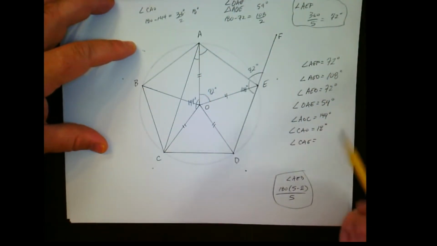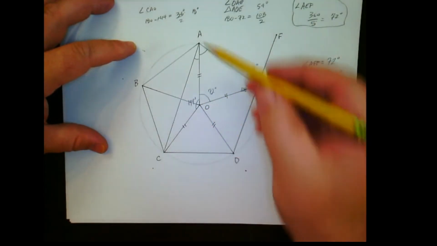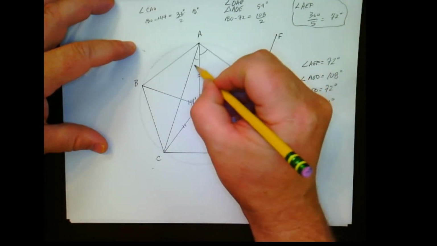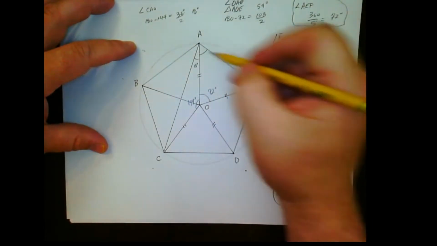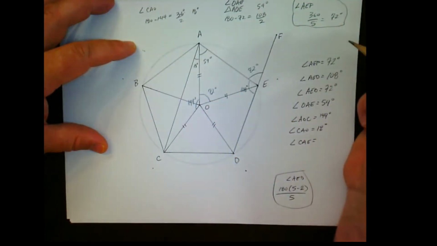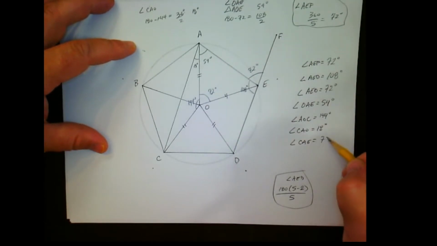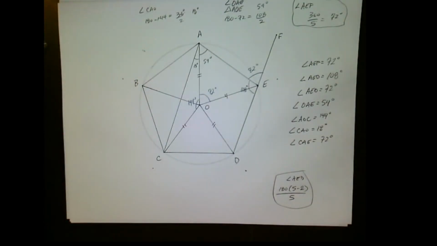All right, now CAE. That's this one. So this was 18, remember? And this one, OAE, was 54. So that's going to be 72 also. Oh man, that's not so bad. Okay.